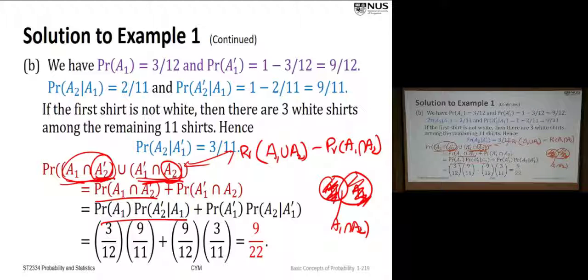And this is very explicitly saying that the first shirt is a white shirt and the second shirt is a non-white shirt. The other event is that the first shirt is a non-white shirt and the second shirt is a white shirt. So there are no two white shirts. I just combine these two, the union of these two events, and they're mutually exclusive. And work out the probability of each of these.